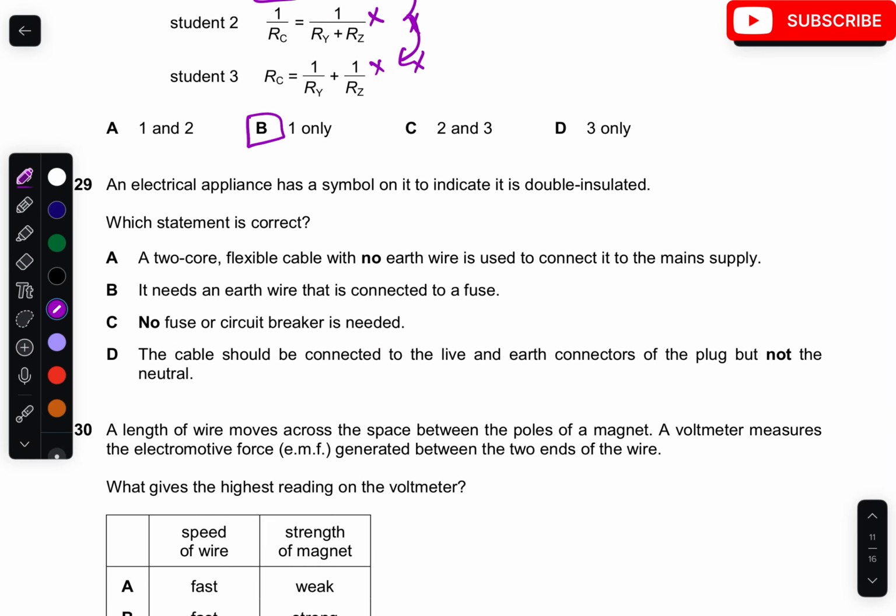Question 29. An electrical appliance has a symbol on it to indicate it is double insulated. Which statement is correct? If you remember the electrical safety topic, it is from there. When something is double insulated, it means a two-core flexible cable with no earth wire is used to connect to the mains supply. When you're not using the earth wire, you will double insulate it.